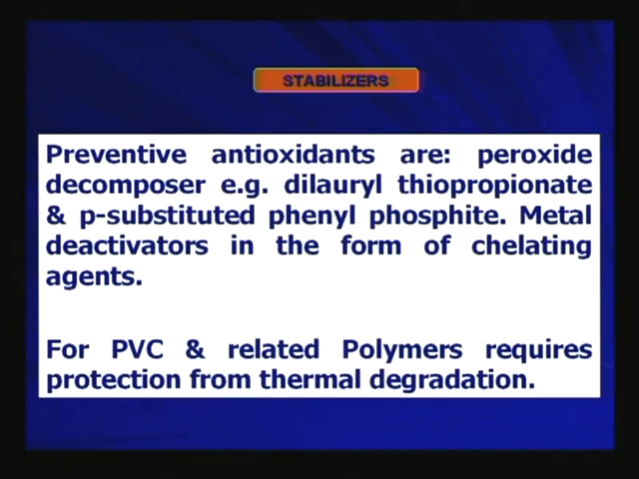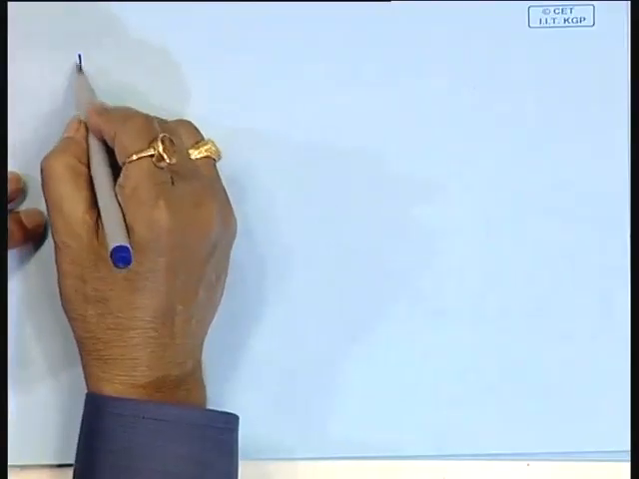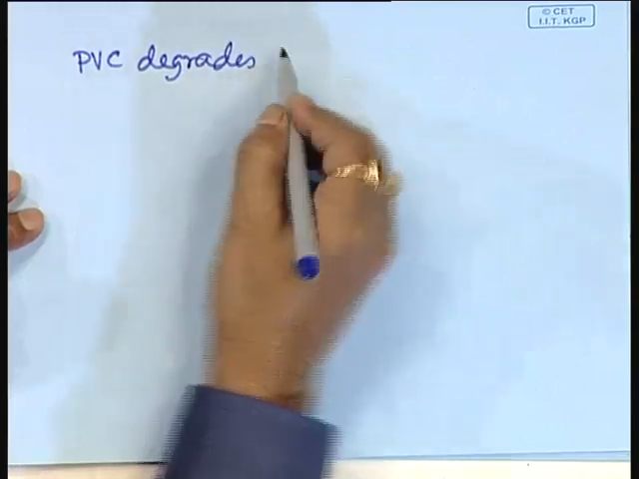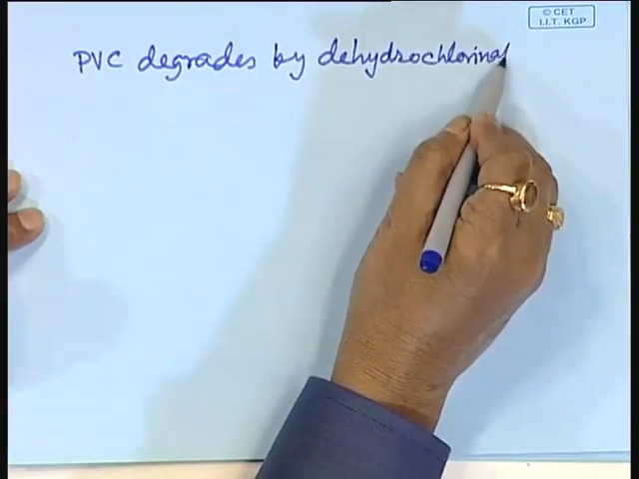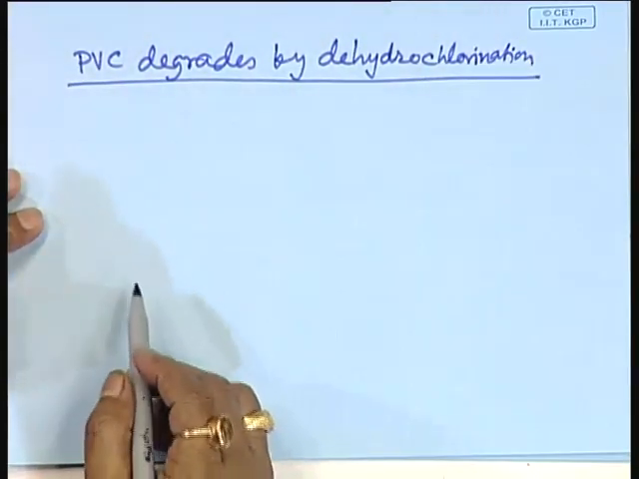Okay, PVC. Now, in rigid PVC technology, there is no plasticizer. I told you PVC is a hard and horny polymer. How to fabricate a product? It has to be melted, but before melting it decomposes. What is the decomposition product of PVC? Can anybody tell? HCl. That means PVC degrades by dehydrochlorination.